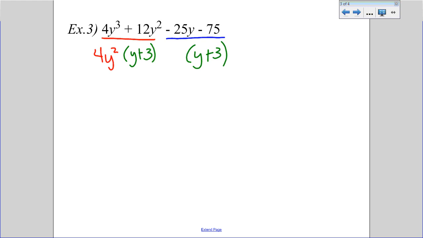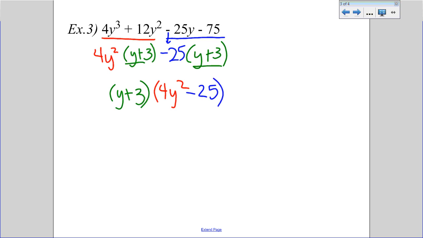The greatest common factor of 25 and 75 is 25. And we can see that, but you should also see with that negative that it needs to be a negative 25. I'm going to take my y plus 3 and factor that out. Take that out as the greatest common factor. And so my leftovers are 4y squared minus 25.